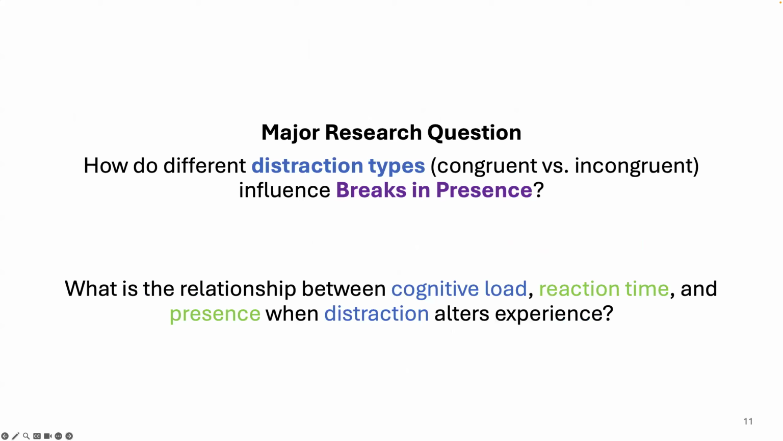So the major question that we ask in this paper is, how do the different distraction types, whether they are created in the virtual environment or real environment, influence breaks in presence? And what is the relationship between cognitive load, reaction time, and presence when distraction alters the experience?